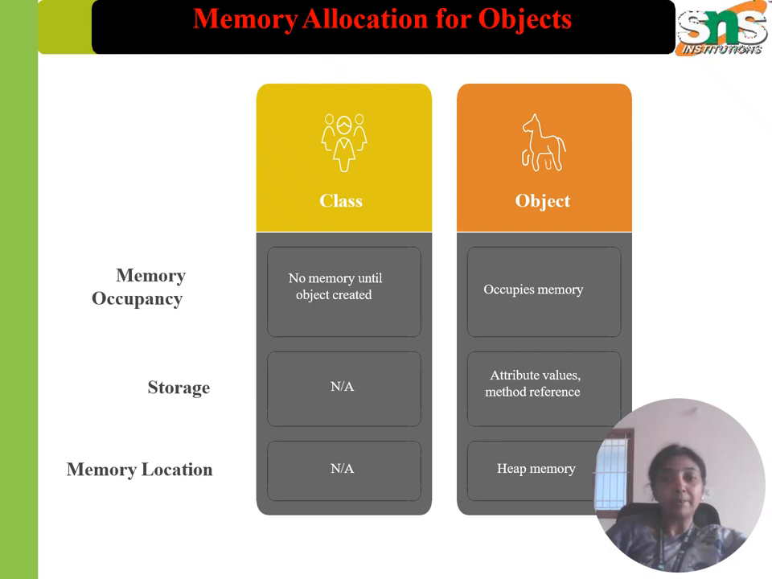Object occupies memory. Storage is not applicable for a class. In an object, attribute values, methods, references, everything we can access through the objects. Memory location. For a class, we don't have any particular memory location. If you want to access the class methods and member functions, using objects only, on heap memory, we can access those class members and member functions using objects.